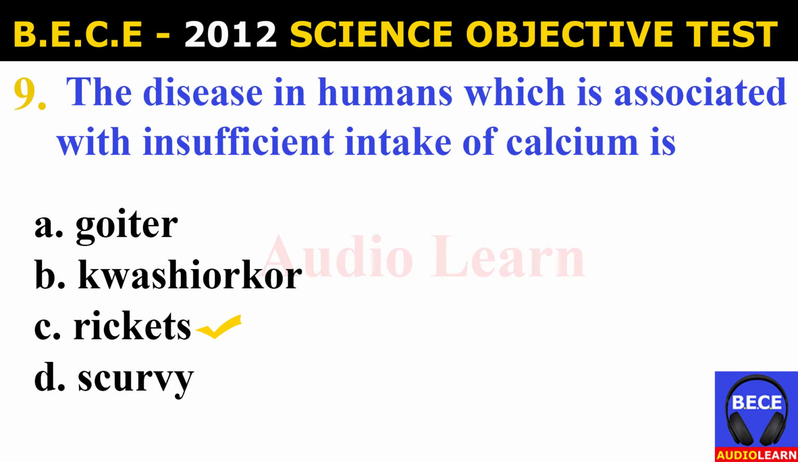Number 9. The disease in humans which is associated with insufficient intake of calcium is A, goiter, B, kwashiorkor, C, rickets, D, scurvy. And the answer is C, rickets. The disease in humans which is associated with insufficient intake of calcium is rickets.